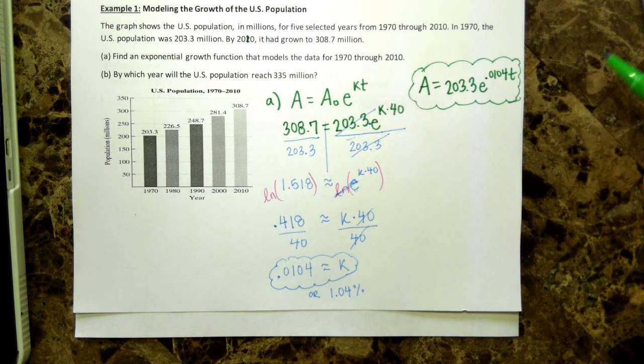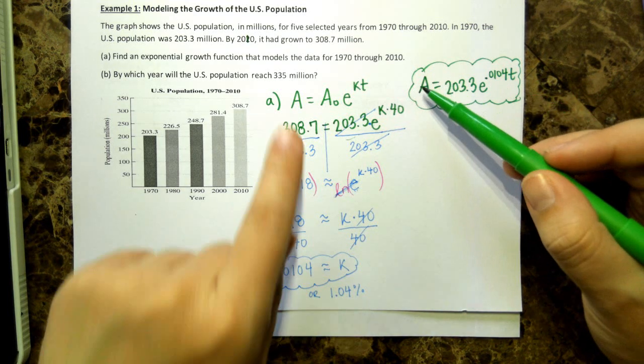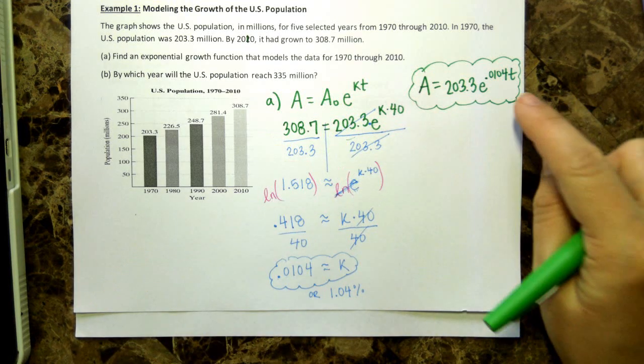Okay. Now you might be wondering, well, we know what t is. I thought t was 40. Why didn't you plug in 40 for t? Or I thought capital A was 308.7. This is the growth function.